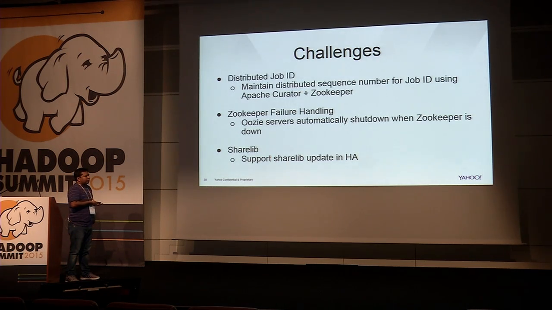The other problem was ZooKeeper failure. We use ZooKeeper for the locking mechanism. Whenever one server starts running a job, it creates a lock in ZooKeeper so that the other server doesn't start the same job. And if ZooKeeper goes down, it will be chaos, and each Oozie server will start running its own jobs. For this purpose, what I have done is that if ZooKeeper goes down, we automatically shut down Oozie so that ops can get a notification and then do whatever they want to do.